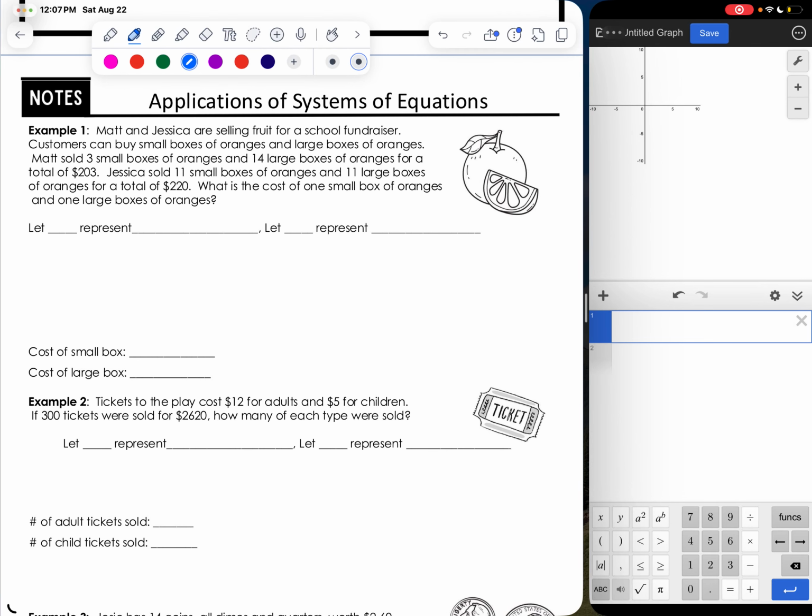In today's lesson, we will be reviewing how to solve word problems involving systems of two equations and two unknowns. Let's look at example 1.